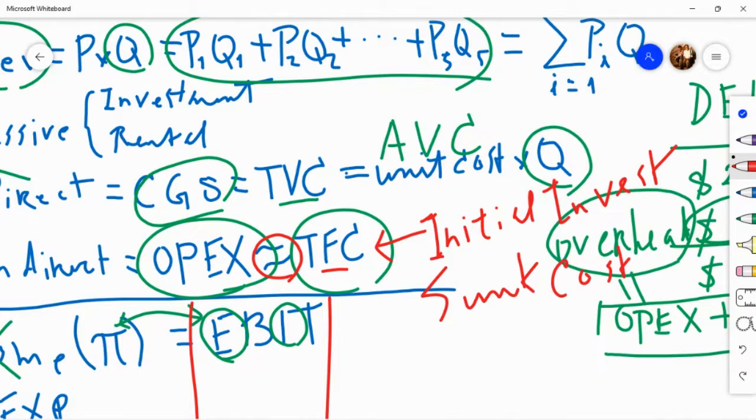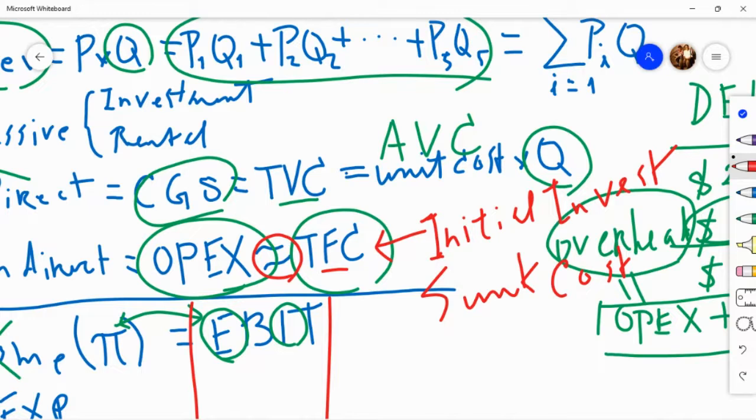And it cannot happen overnight. It's going to take many years, right, to recoup this. Not only the initial investment, but also you need to recoup the cost, CGS, and administrative, all operating expenses up to that point until you break even.